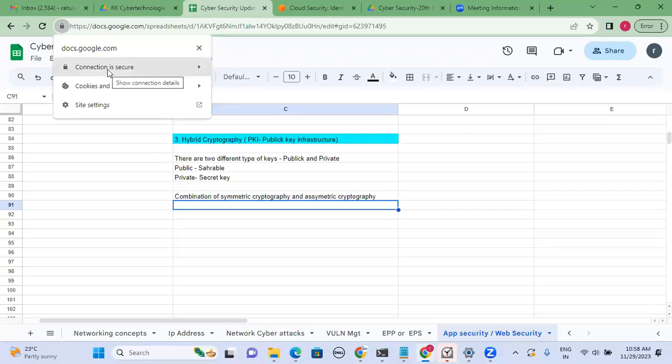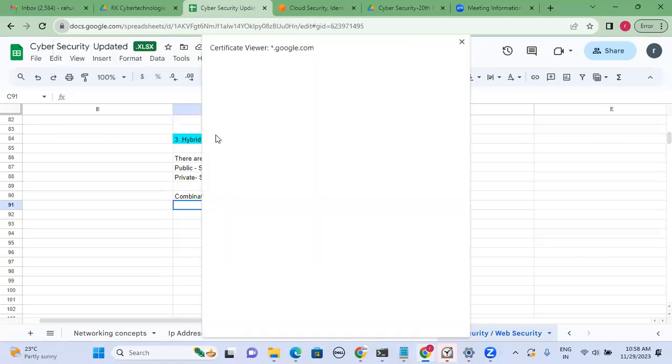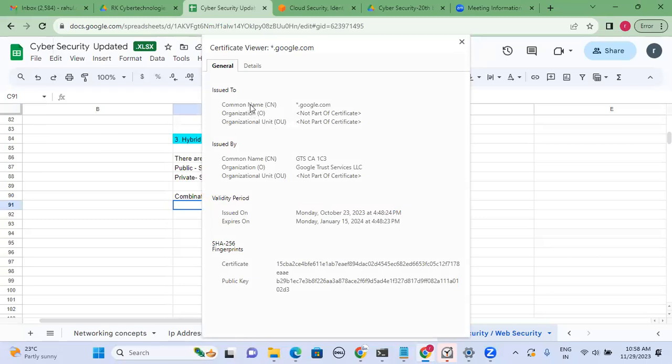Can you see my screen? Yes, sir. Click on this connection is secure. And you can see now connection is secure. Certificate is valid. Click on this one. Now you can see the common name or domain name or fully qualified domain name is google.com. So that means this is a legitimate website. It's not a fake website or a defaced website. If it were an attacker's website, we couldn't see google.com. We would see some other name.